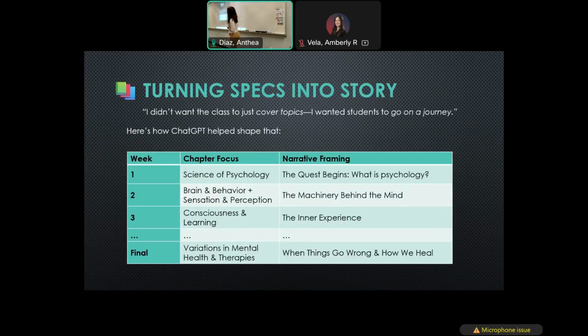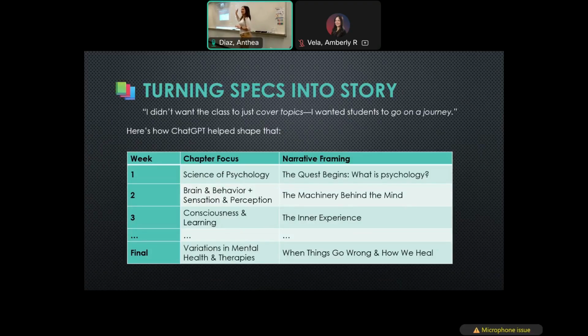I don't want a class that just covers the topics. I want to send my students through a journey. I want them to have an experience that they remember and make learning engaging, right? So it helped me start off with just, and I also do this in there.